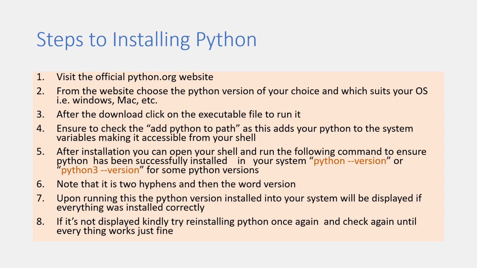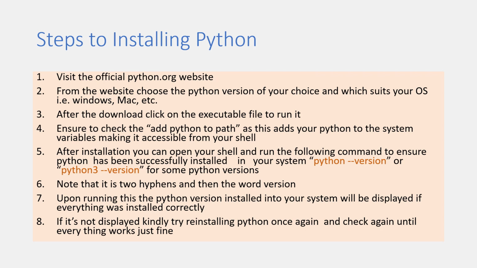And these commands, you have to note that they are written in the shell. Whether you are on Mac, Windows, or Linux, they are written in the shell. For Windows, it is in the Windows PowerShell. Next, note that it is two hyphens and then the word version. I've clarified on that already. So upon running this, the Python version installed on your system will be displayed if everything was installed correctly.